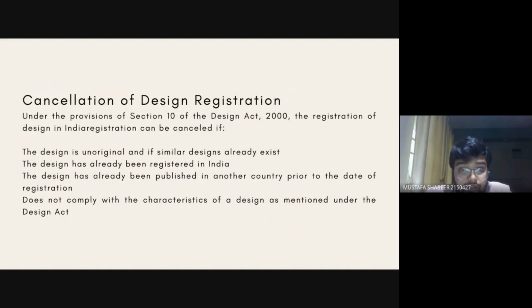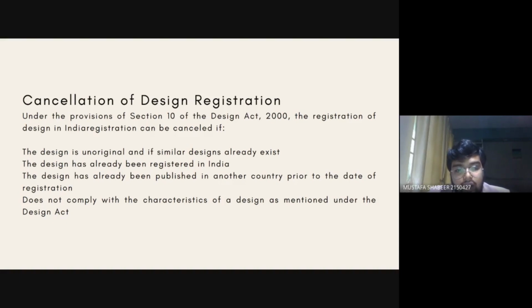The cancellation of the design registration. Under the provisions of Section 10 of the Design Act 2000, in India, registration can be cancelled if the following conditions are met. The first condition would be if the design is unoriginal, if it is similar, and if there are already similar designs that already exist.